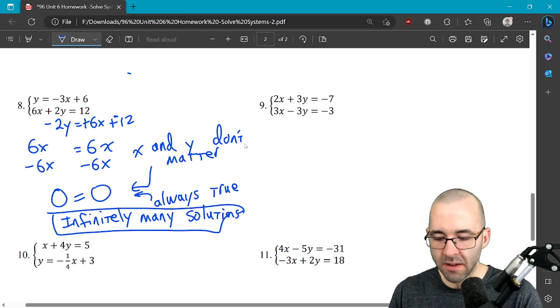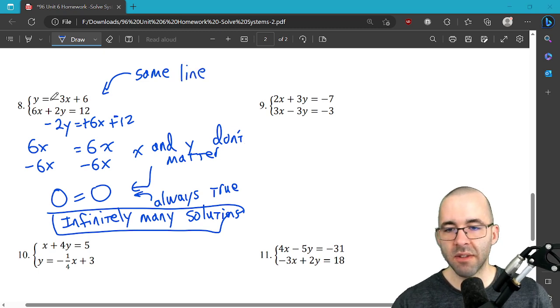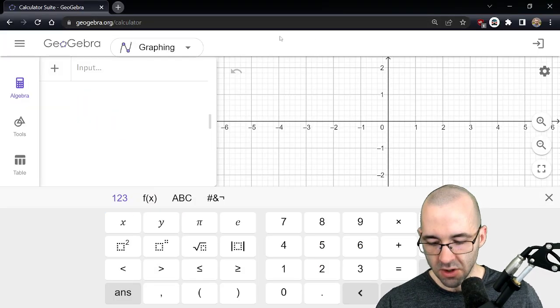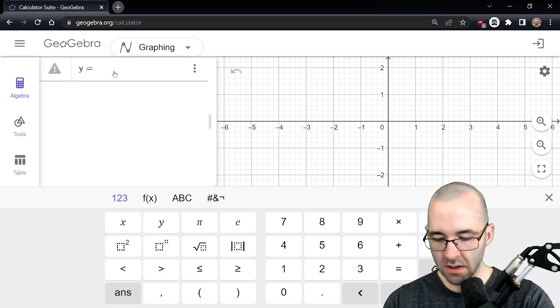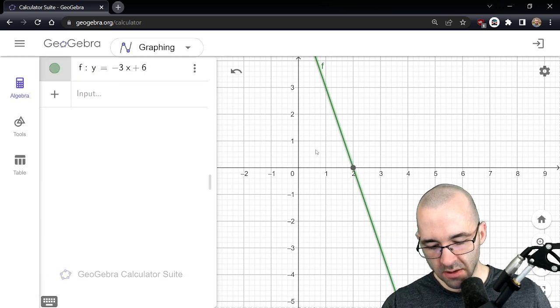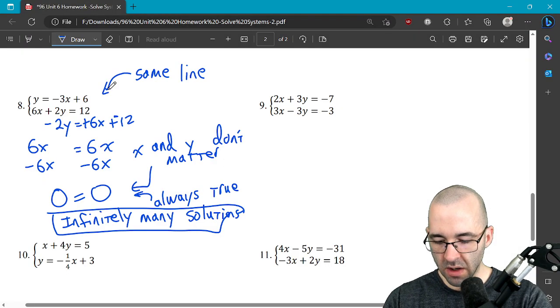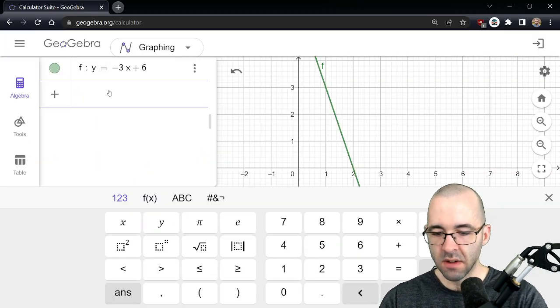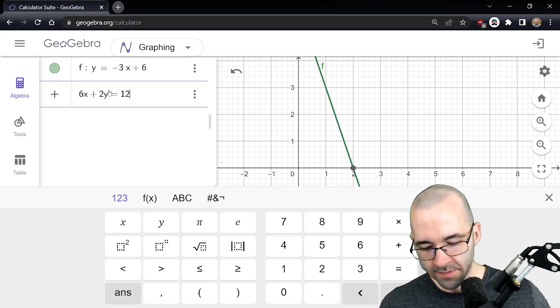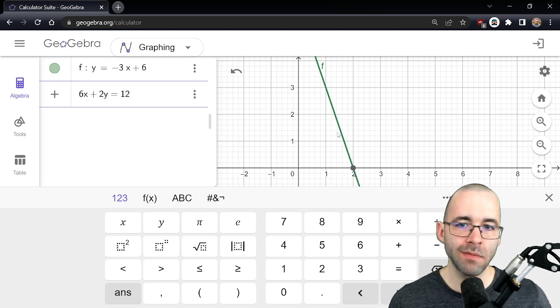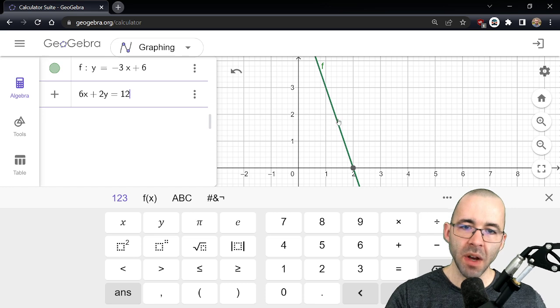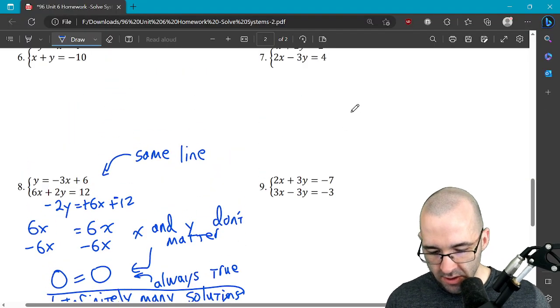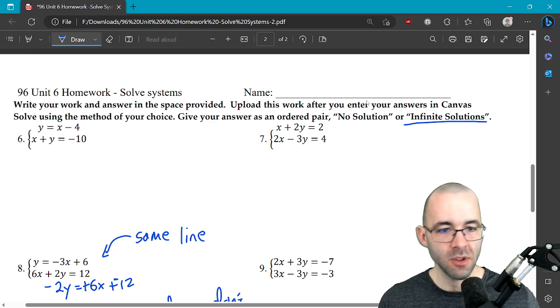So these are actually the same line. If you graphed them, I mean, let's just graph them right now. Why not? I'll show y'all. If we get y equals negative 3x plus 6, it's that green line over here. And if we graph the other one, 6x plus 2y equals 12. You can see, yep, they're the same line. Infinitely many solutions. Anything that's on the line will be on both lines. So technically our answer should be infinite solutions.